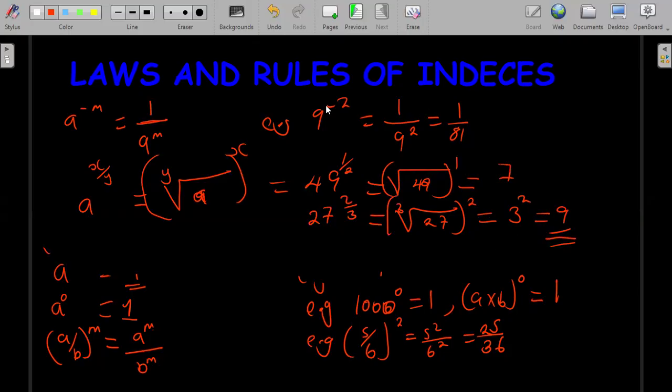So these are some of the rules that you need to apply when dealing with the indices.